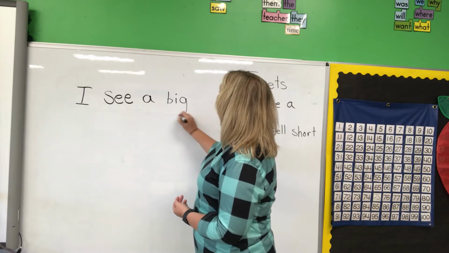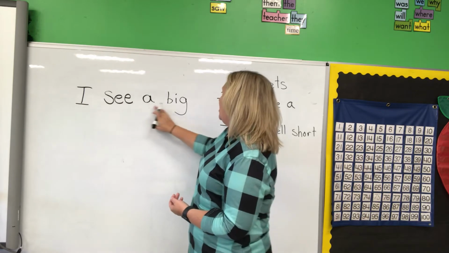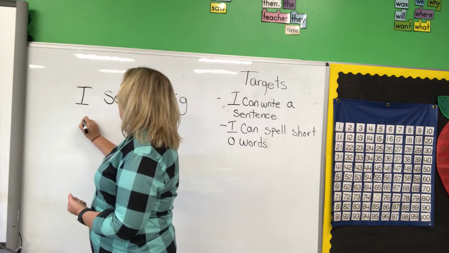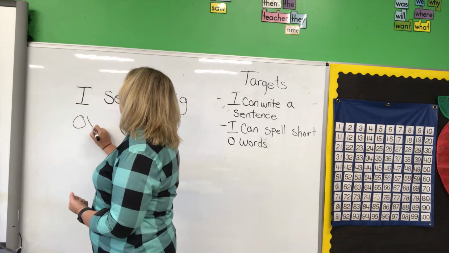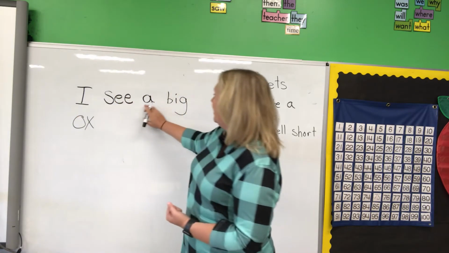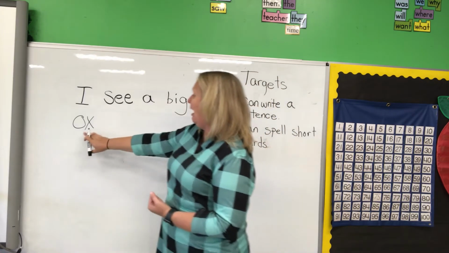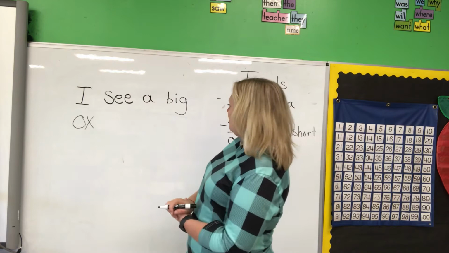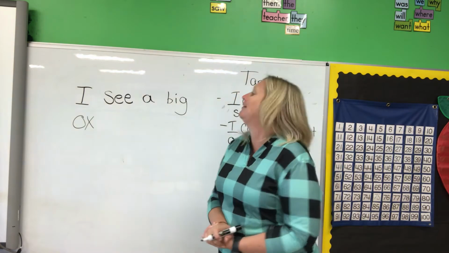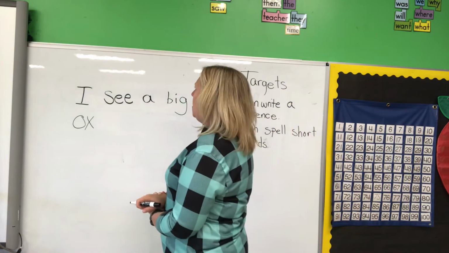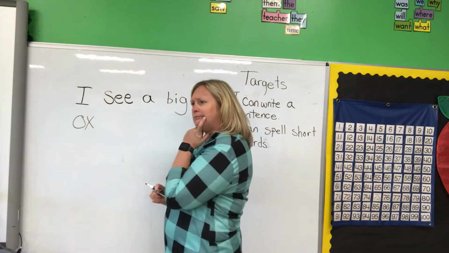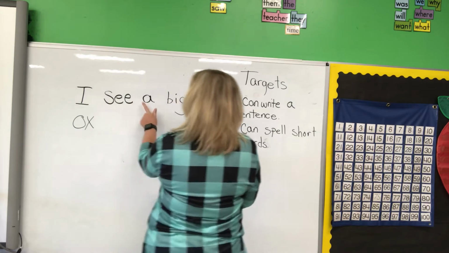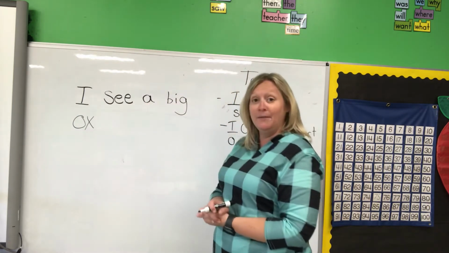I hear a G. I see a big, I'm going to go down here and write ox. Ox. I see a big ox. All right? I see a big ox. I'm going to add more to that sentence. I see a big ox. Let me think. In the mud. Let's write that. I see a big ox in the mud.